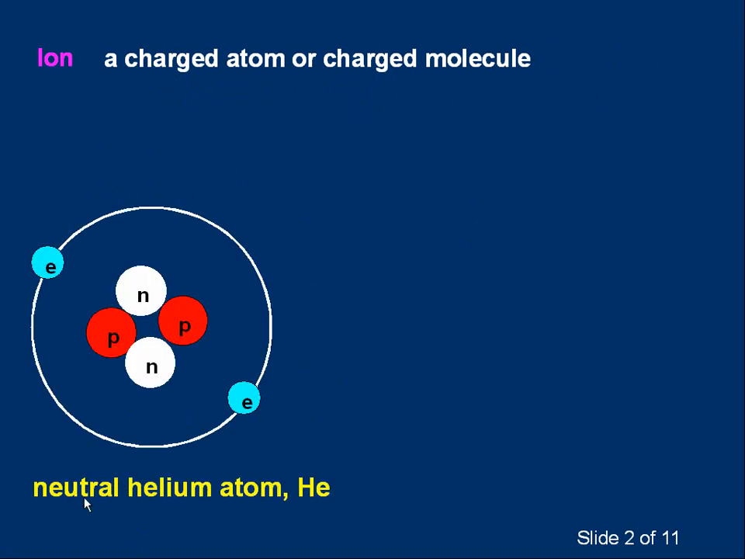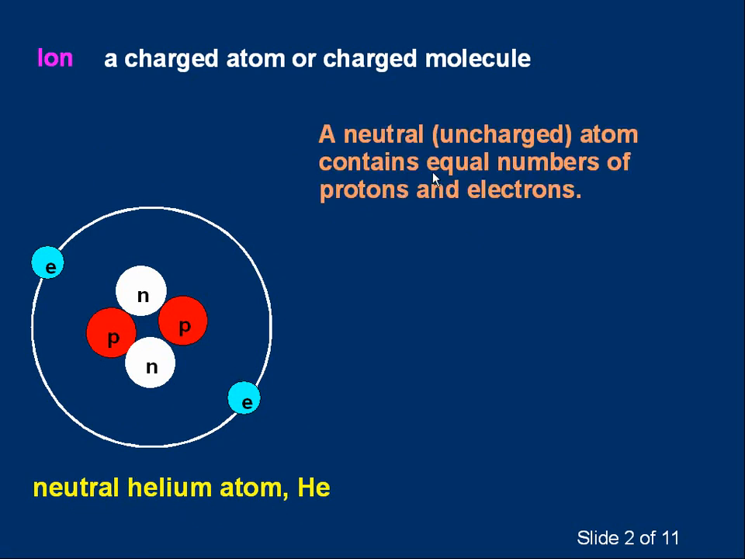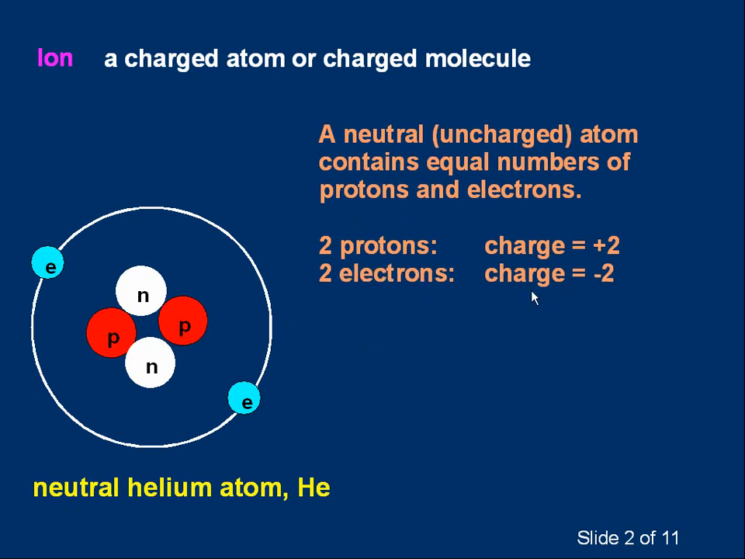Let's start with a neutral helium atom. So it's not an ion, it's got no overall charge, it's neutral. And any neutral uncharged atom contains equal numbers of protons which are positive and electrons which are negative. So if we look at our helium atom, there are 2 protons in the nucleus. In relative charge units, the charge is +2, 1 unit on each proton. The 2 electrons are in the atom. They have a charge of -1 relative unit each. The charge on the 2 electrons is -2, so it's fairly obvious that the total charge is +2 plus -2, which is 0. So it's uncharged because it's got equal amounts of positive and negative charge.